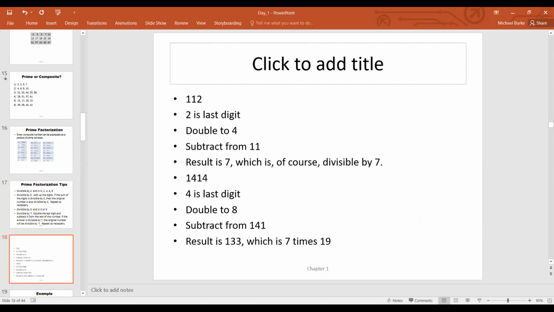Let's look at a number, 1414. We know that since 14 is divisible by 7, it's 2 times 7, this number is going to be divisible, but let's check it. So 4 is the last digit. We double that to 8. Now we subtract it from the rest of the number, 141. The result is 133, which, if you pull out your calculator, is 7 times 19. So it's divisible by 7.